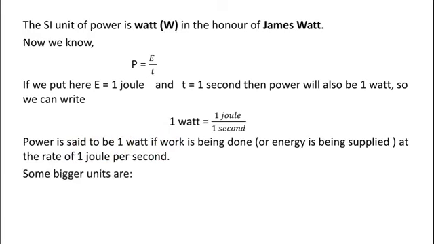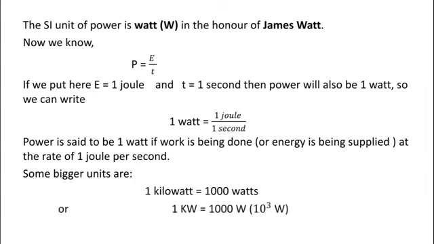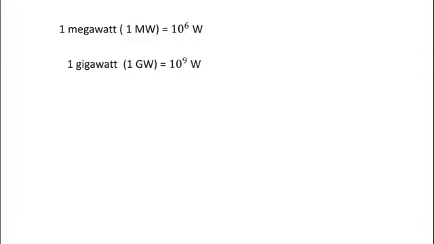Now some bigger units of power are 1 kilowatt. 1 kilowatt means 1000 watts, or we can write it as 1 kilowatt equals 10 to the power 3 watt. Some more units we have here. 1 megawatt is equal to 10 to the power 6 watt. 1 gigawatt equals 10 to the power 9 watt.